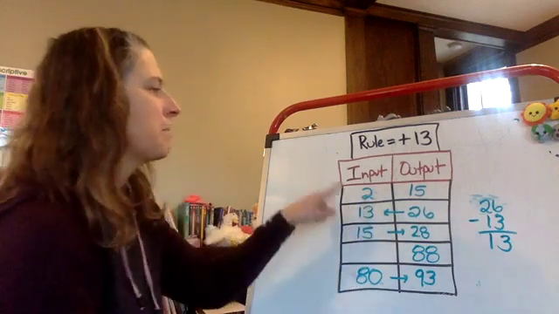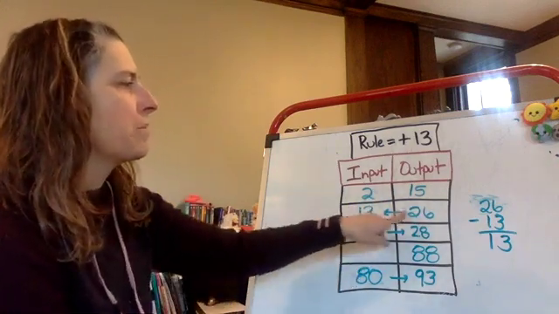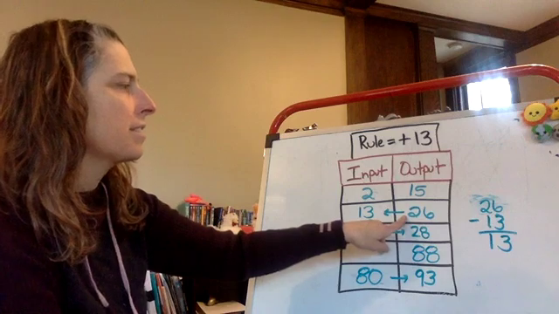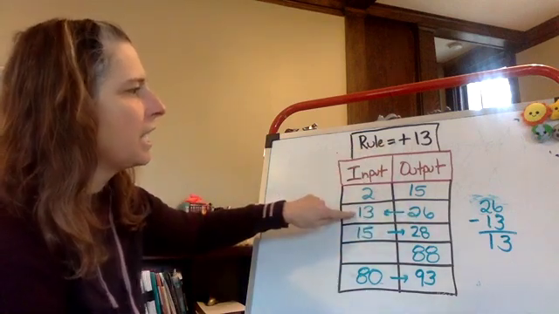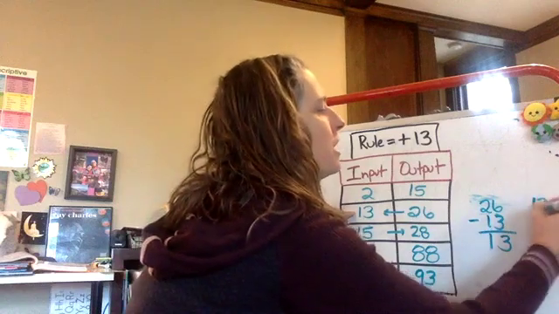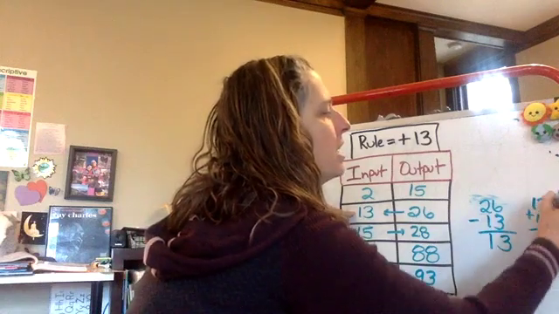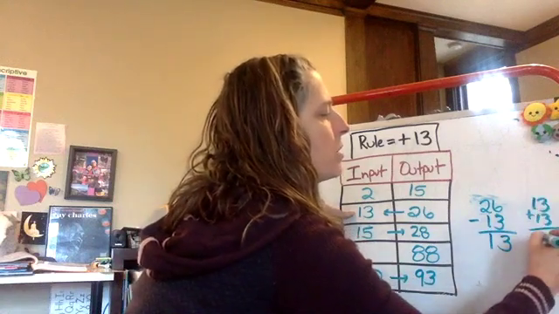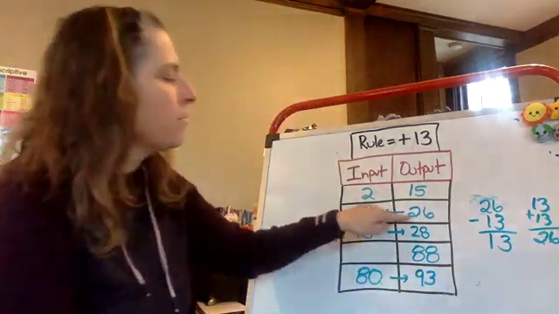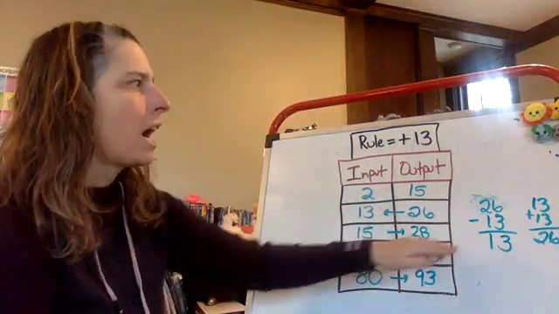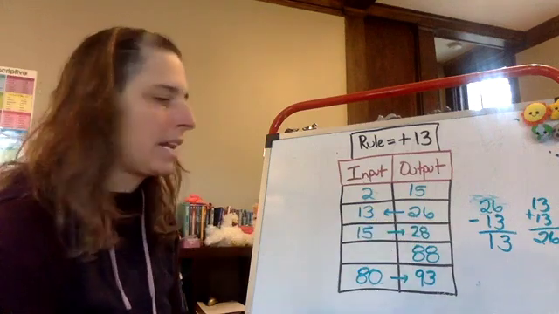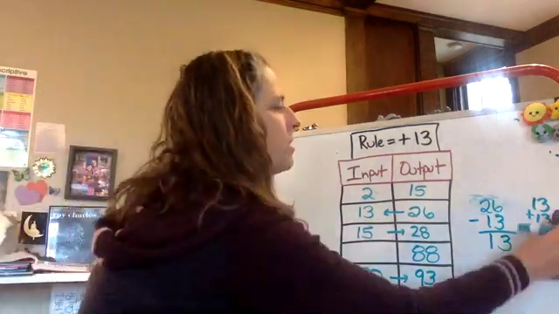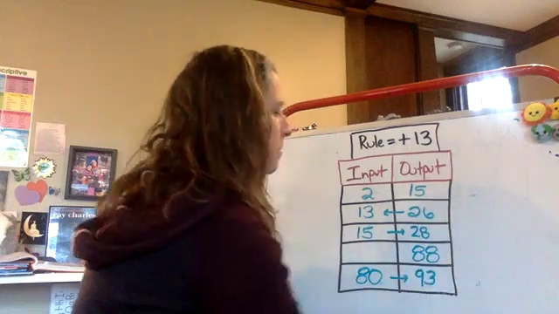So that means my input would be 13, my output would be 26. Let's see if that makes sense. If I follow the rule, I have 13 and I add 13, so 13 plus 13, 3 plus 3 is 6, 1 plus 1 is 2. Does that give me 26? Yes. So I rechecked by adding that rule, and it worked out great. I had it correct. So let's do the same thing over here with a bigger number.